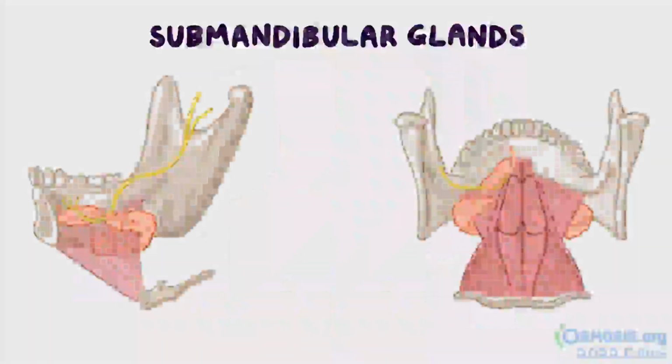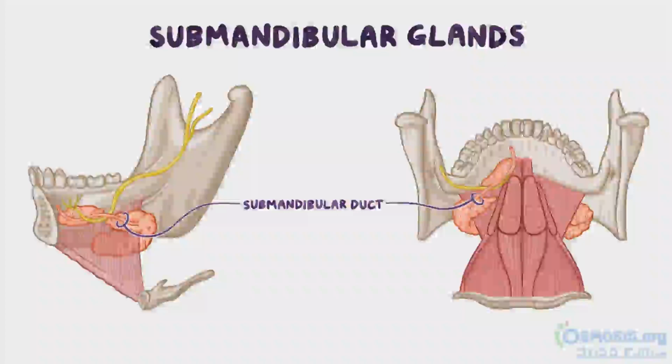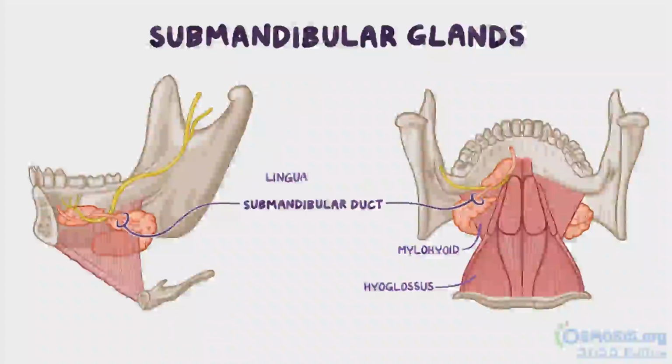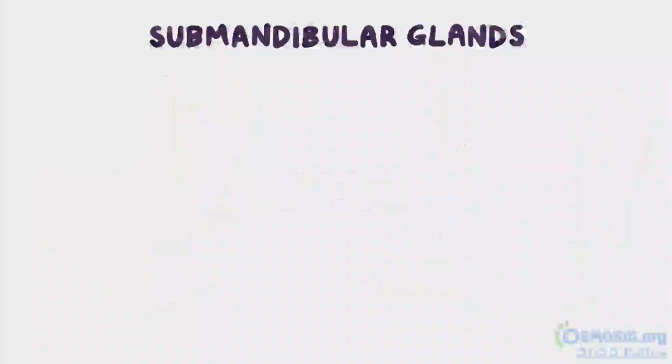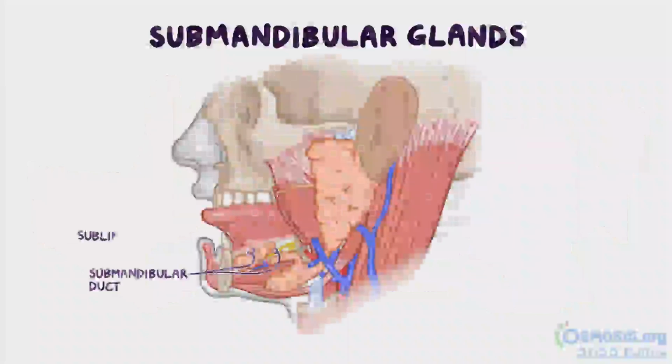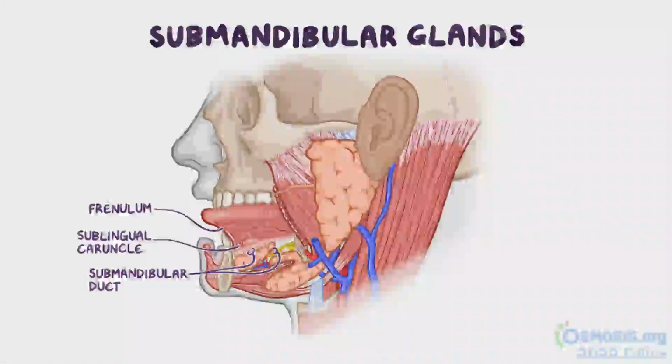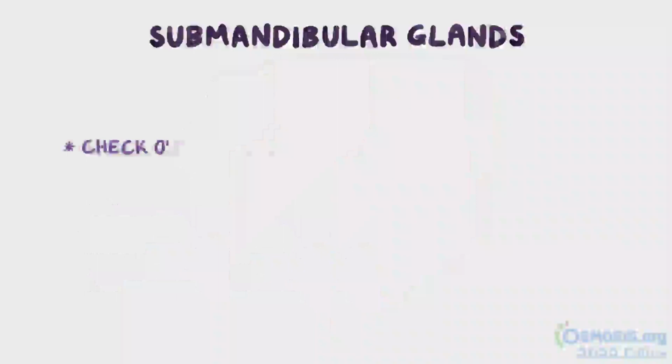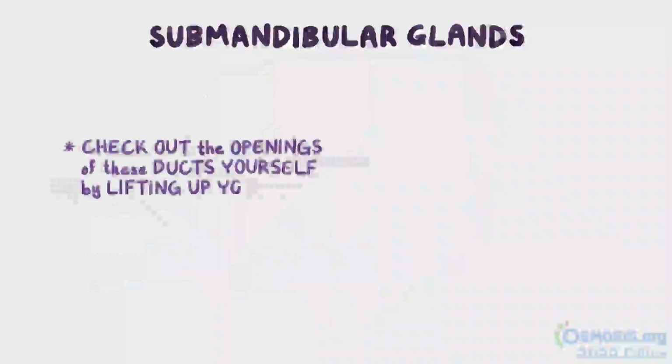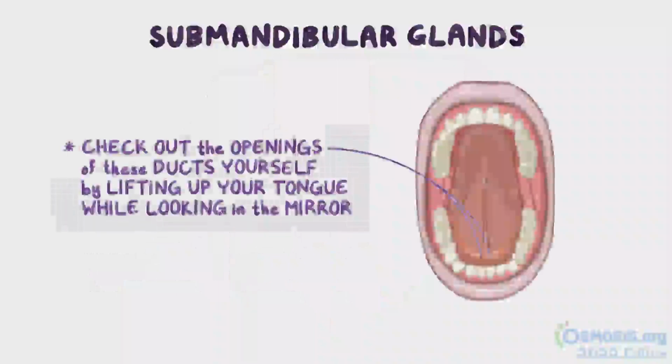The submandibular gland also comes with its very own submandibular duct, which is located on the medial side of the gland. The duct starts where the gland lies between the mylohyoid and hyoglossus muscles, and then it passes from lateral to medial to meet the lingual nerve, which loops under the duct. The duct then opens at the sublingual caruncle, on either side of the base of the frenulum of the tongue. Check out the openings of these ducts yourself by lifting up your tongue while looking in the mirror.